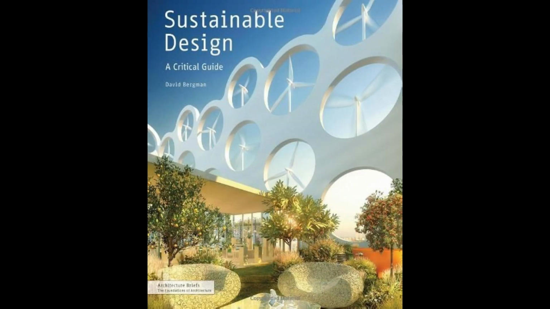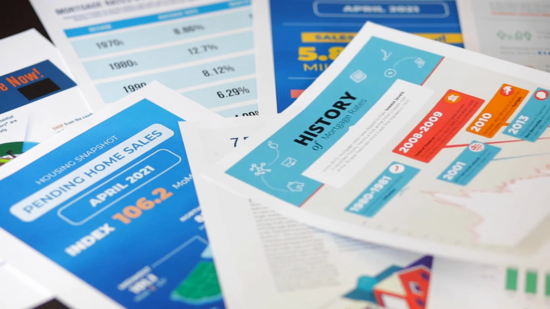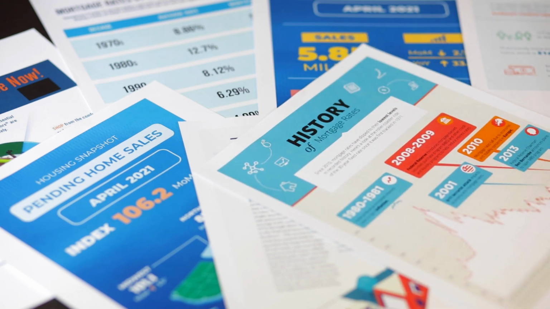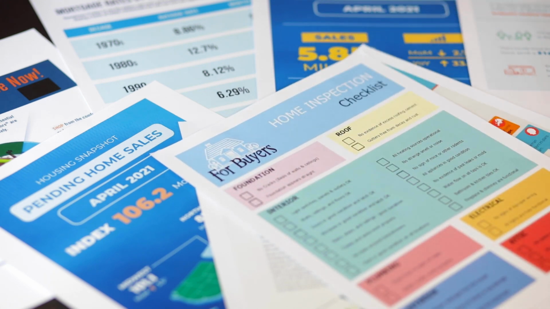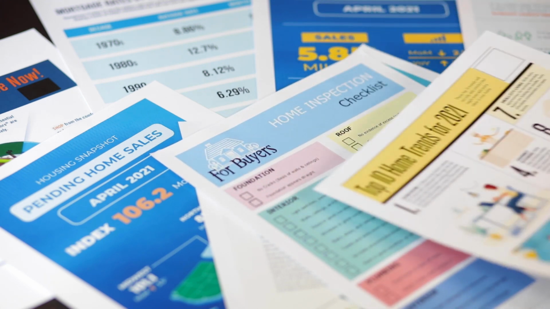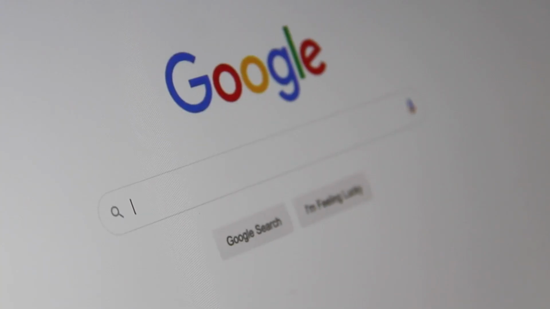educational resources. 1. Books. Sustainable Design, A Critical Guide, by David Bergman. Green Building Illustrated, by Francis D.K. Ching and Ian M. Shapiro. The Ecology of Architecture, A Complete Guide to Creating the Environmentally Conscious Building, by Richard Rogers. 2. Articles. The Importance of Sustainable Architecture in the Age of Climate Change, Architectural Digest. 10 Principles of Sustainable Architecture, World Architecture Community. How Sustainable Architecture is Shaping Our Future Cities, The Guardian.